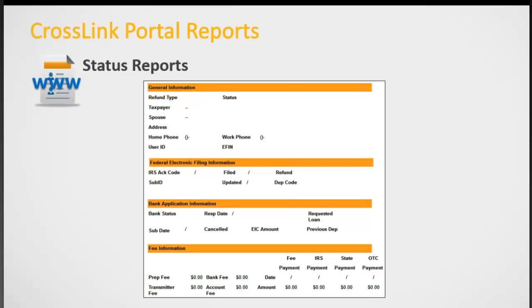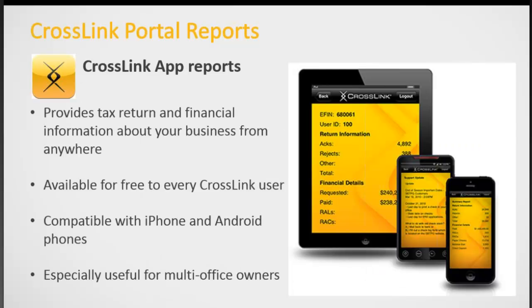Last report I have to talk about here is our CrossLink app. These are available for iPhone and Android, and they can provide financial information anywhere that you have your iPad or your iPhone or Android phone. These are free. All you need to do is have your access code or your account code, the same codes you log in to the website with, and they're especially useful to see what's going on at the office when you're not physically at the office. And there's other tools available on this as well to make states available for offices that need them and so forth.